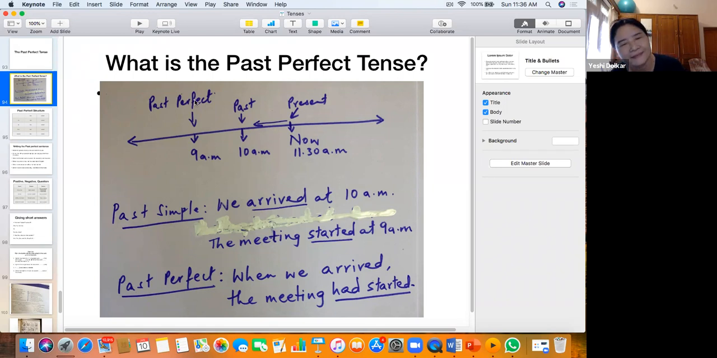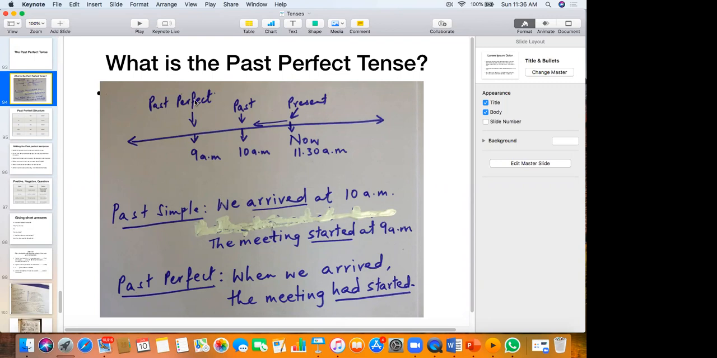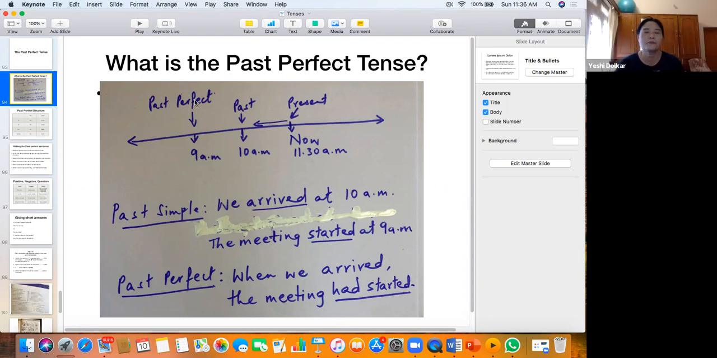Understood? Do you see the difference in the past there? So this is the first past, and then something else happened before this also, and we are trying to talk about both of these.